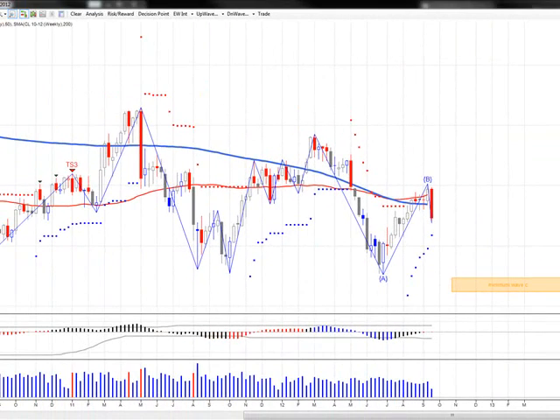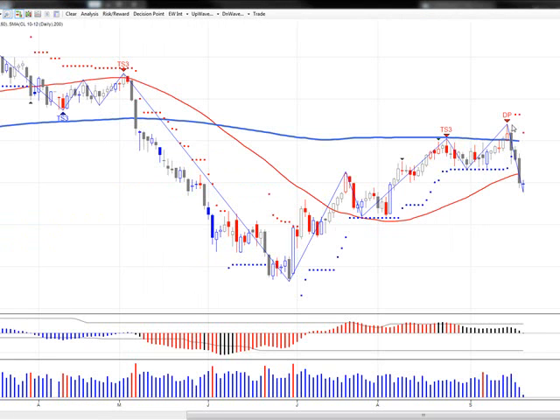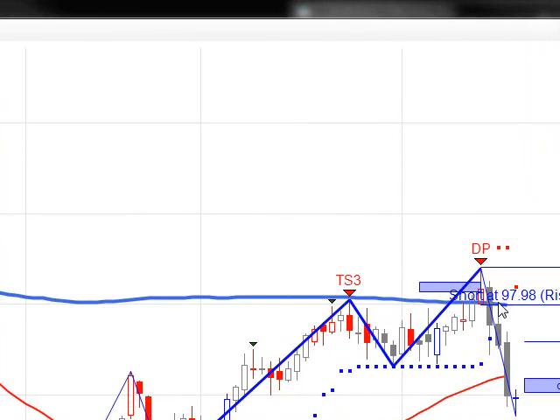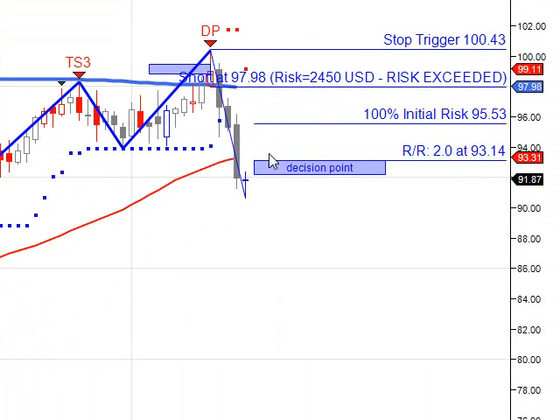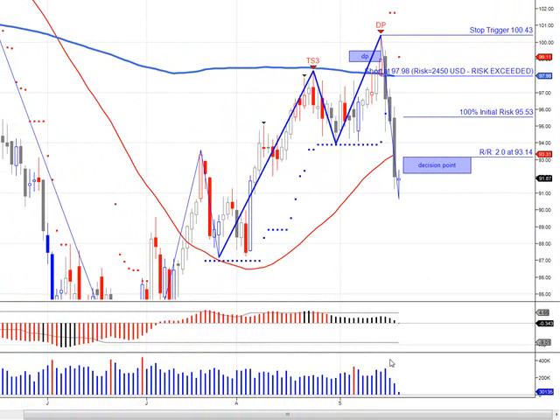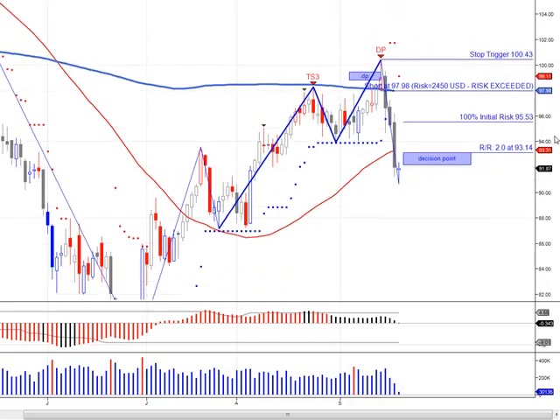If we go to the daily chart, remember we had a sell signal. I gave you the numbers for that. Obviously that did hit the entry point there at 97.98 and hit the target at 93.14 for plus 2R. So a decent little trade there.